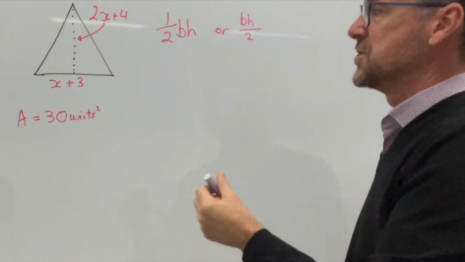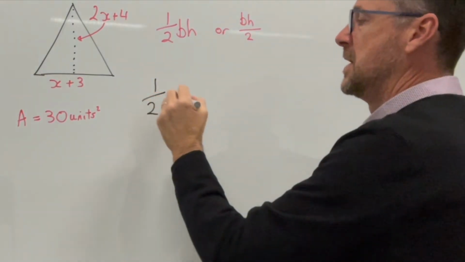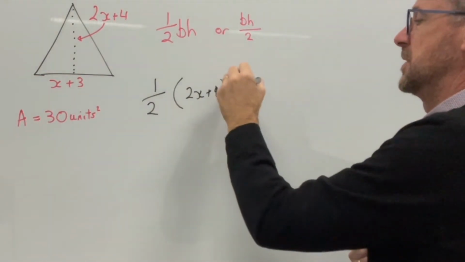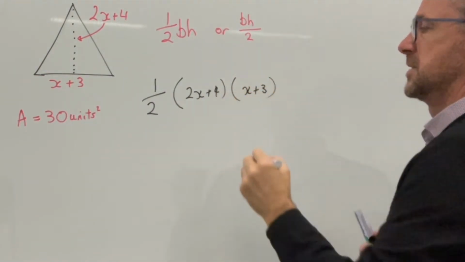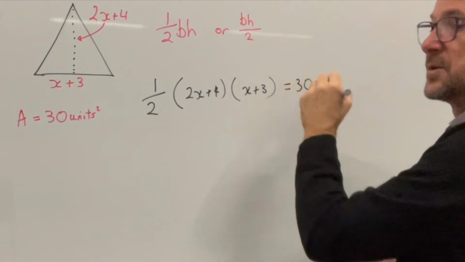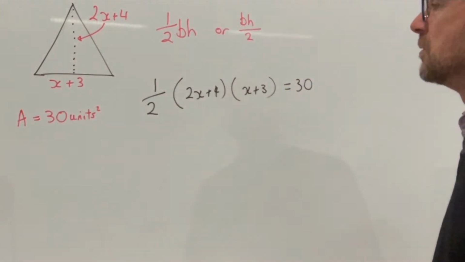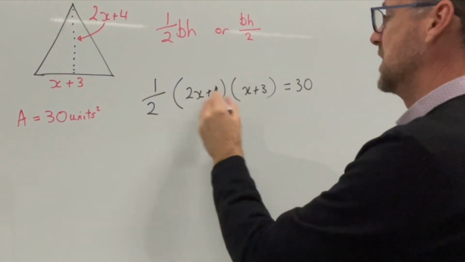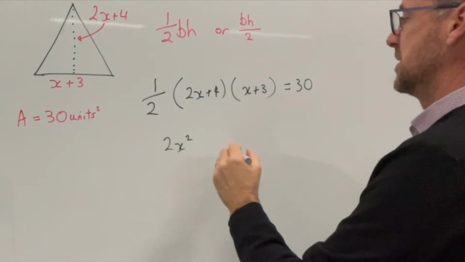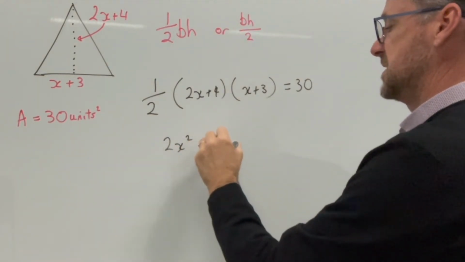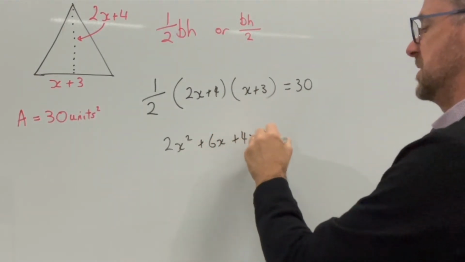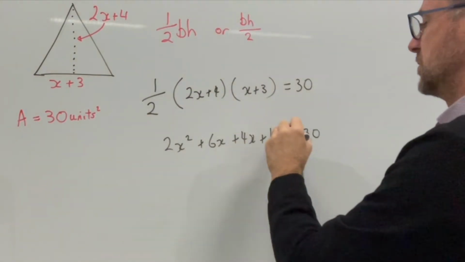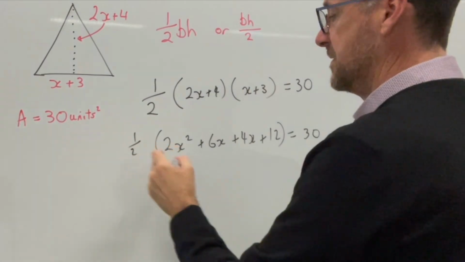So now we can set up our question as half, and it's (2x + 4), and it's going to be multiplied by (x + 3). Okay, and that's all going to be equal to 30 units. We can now expand our brackets out. Okay, so we've now got 2x squared, plus 6x plus 4x plus 12, okay, and that's all going to be equal to 30, and all of that is times by half here.